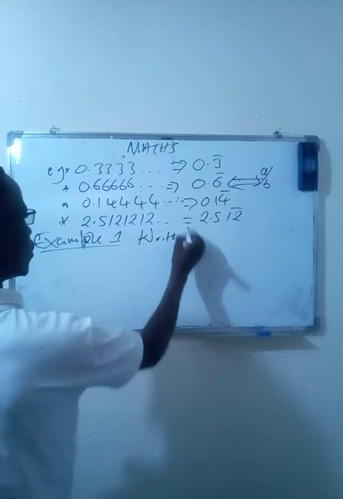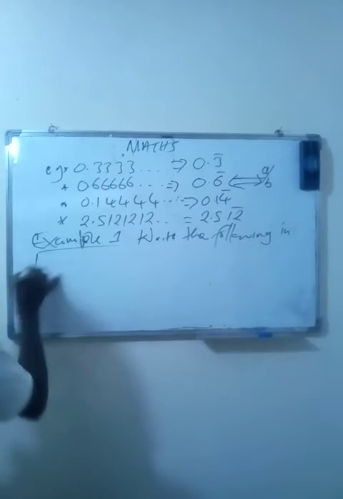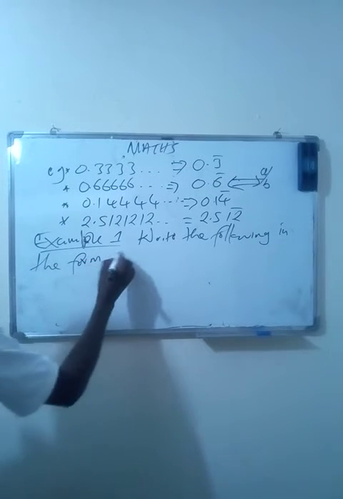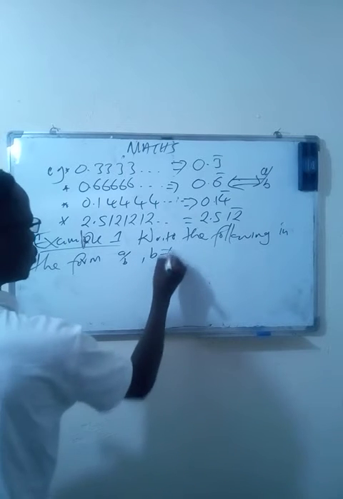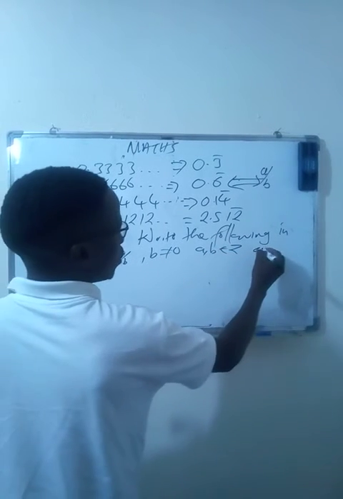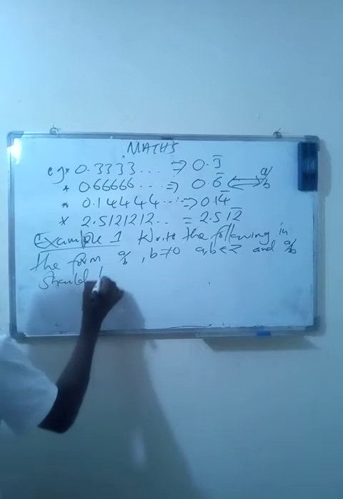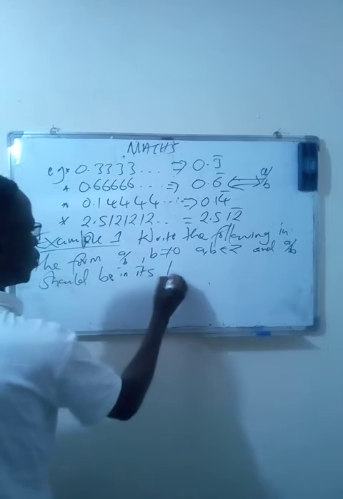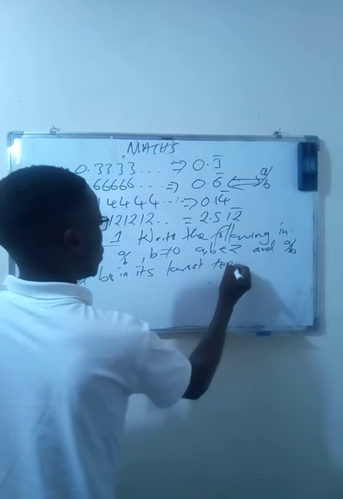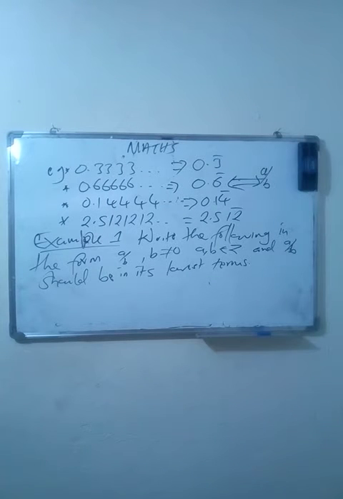Write the following in the form a over b, where b is not equal to 0, then a and b are integers, right? And a over b should be in its lowest terms. By the way, it's very important for you to take note of the definitions that we've given, because those are the definitions that are going to help us understand what are called irrational numbers, right?